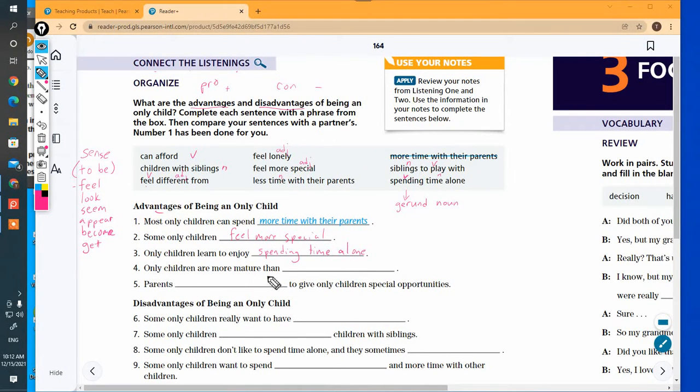Only children are more mature than. We need another noun here to complete the comparison. Only children are more mature than children with siblings. There's a comparison, so you want to look for two different things.